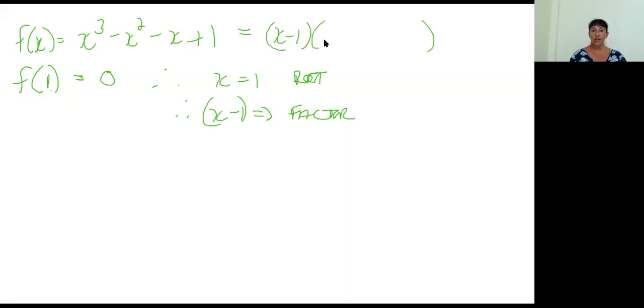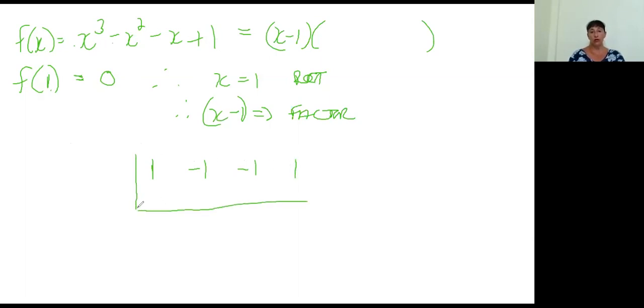And what you want to do is find what is left so that when you multiply it out again, you get back to your cubic function. To find what's left, we can do synthetic division, for example. Okay? And synthetic division says, write down the coefficients of the original function in decreasing powers of x. In other words, from the biggest x power to the smallest, which has none. Okay? This is 1, minus 1, minus 1, 1.